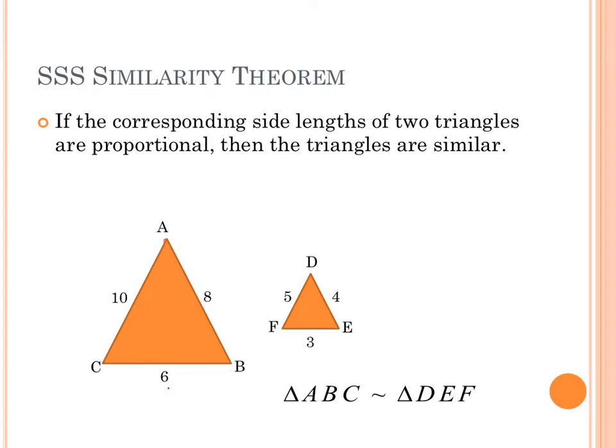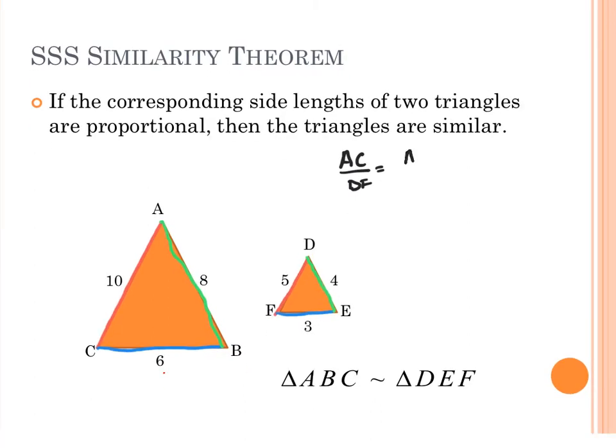So we've got AC here on the left of the big triangle and DF on the left of the small triangle. We've got CB, the bottom of the big, FE, bottom of the small, AB, the right-hand side of the big, and DE, the right-hand side of the small. So I'm just going to match those up so their corresponding parts match up, meaning I'm going to match AC on the left with DF on the right. We can also match up AB with DE, and then finally we'll match up CB with FE.